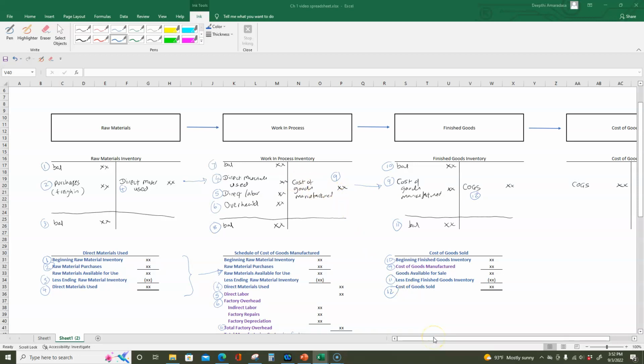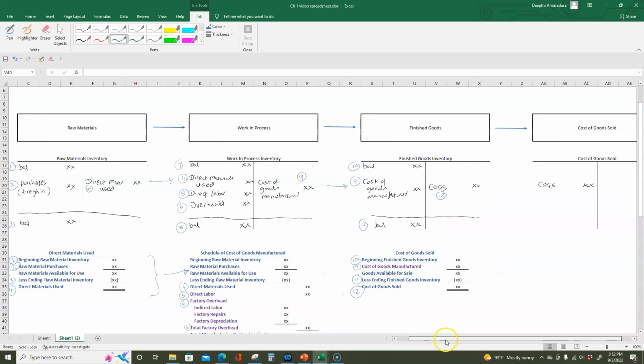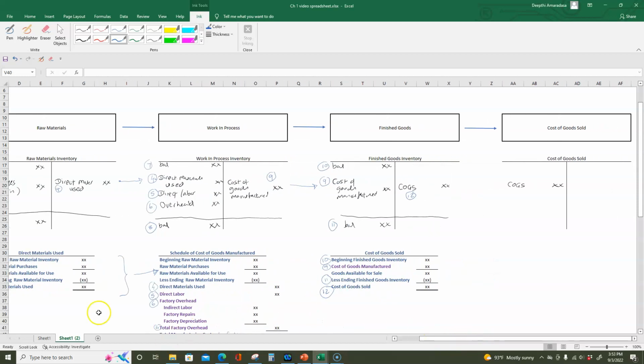Finally, we're going to be looking at what happens when goods are sold. We had said that cost of goods sold decreases finished goods inventory. That decrease, or the credit, that amount gets debited to the cost of goods sold account. So this is also 12. That's the same number.